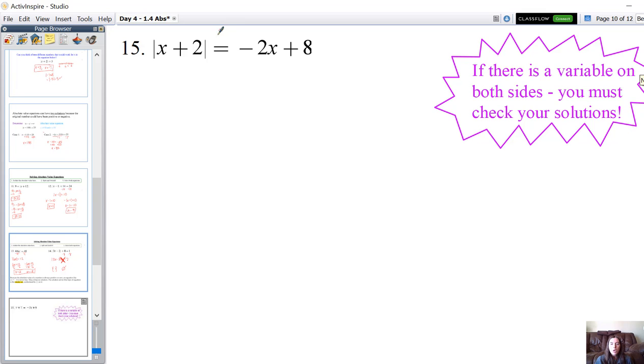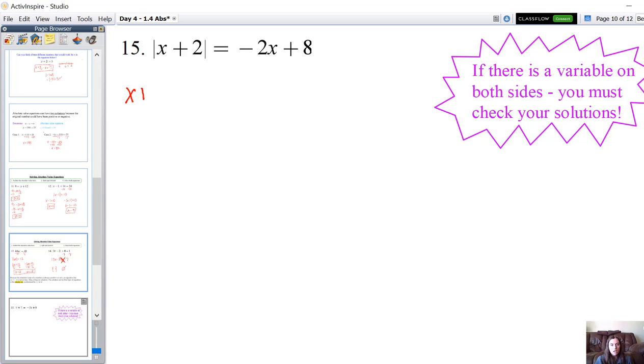Now in this example, we have a variable on both sides of our equation. We have a variable inside of the absolute value bars on the left, and one that's not inside any absolute value on the right. We're still going to do what we were doing before where we split it up into two cases, but in these situations you absolutely must check your solutions. So let's go ahead and get started, and you can see what that looks like as we go along.